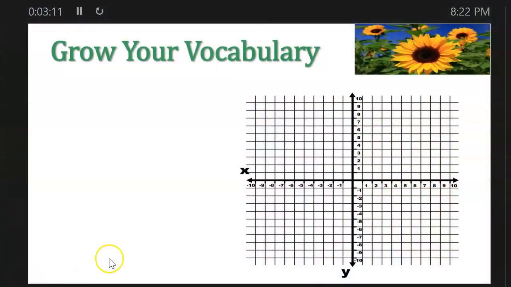Okay, I like to do that before I start any new topic so that I can kind of get rid of things that might be jumbling up in my mind. So let's go ahead and get started with some of this vocabulary.